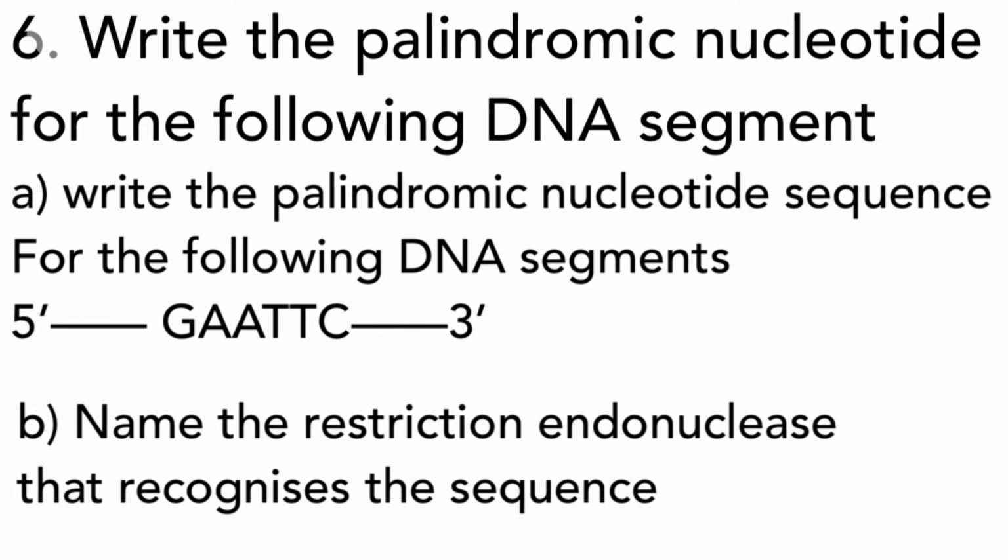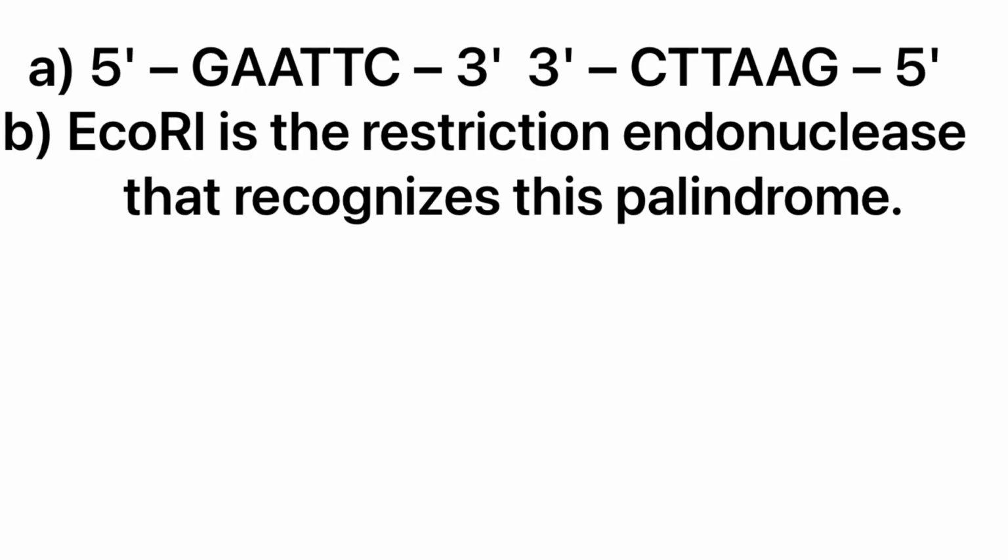So let's see question number 6. It is very important. Write the palindromic nucleotide sequence for the following DNA segment. The segment you can see between part A and B, same as part A. It's 5' to 3' GAATTC. And part B is name the restriction endonuclease that recognizes the sequence. Let's see the answer. A. 5' GAATTC 3', 3' CTTAAG 5'. B. EcoRI is the restriction endonuclease that recognizes this palindrome.